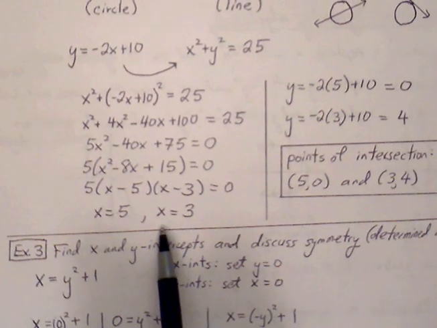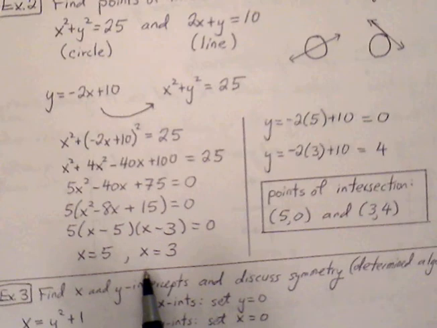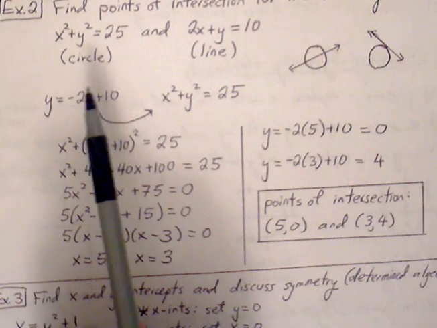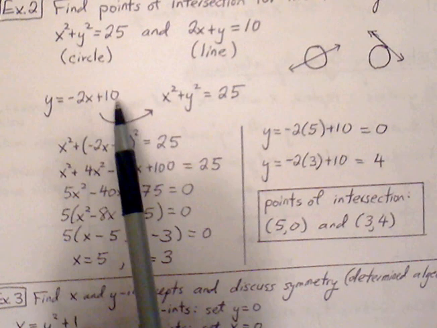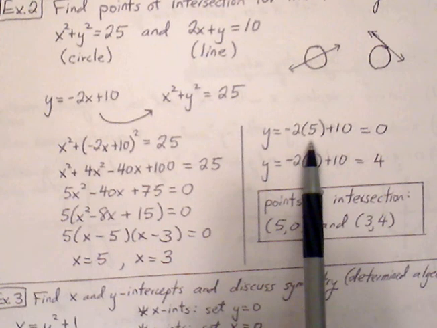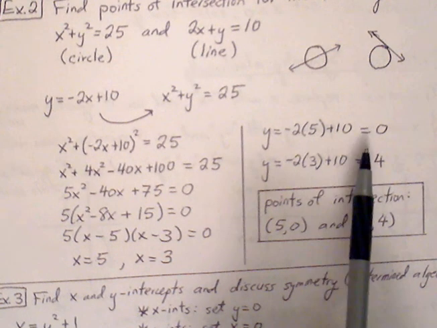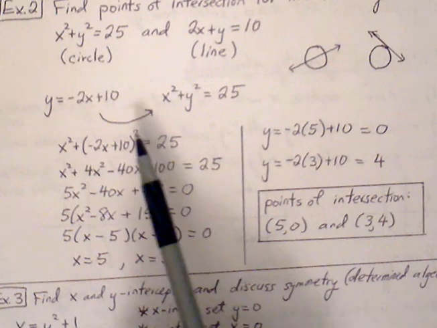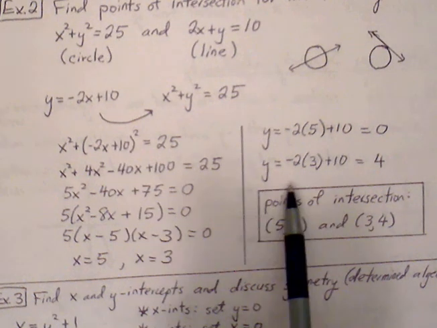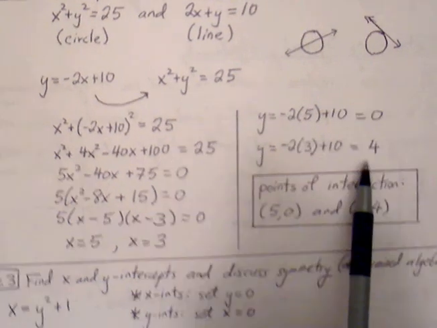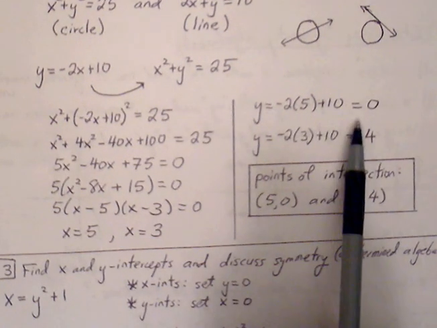Okay, so now we're going to plug into the other equation so that we can find the ordered pairs. I'm going to plug 5 and 3 into the linear equation so I can solve for y. So when I plug 5 in for x, I'll get negative 10 plus 10, which is 0. When I plug 3 in for x into the linear equation, I'll get negative 2 times 3 is negative 6, plus 10 is 4. So then my ordered pairs will simply be (5, 0) and (3, 4).